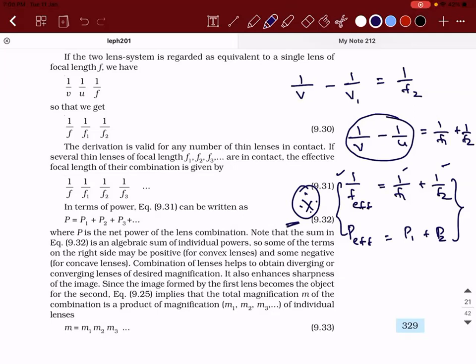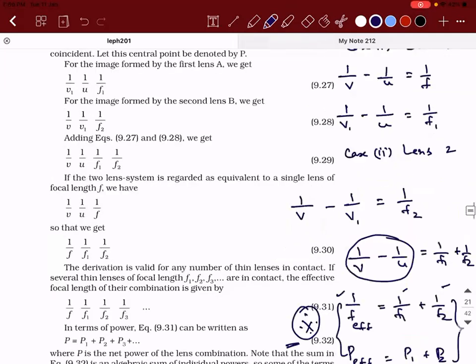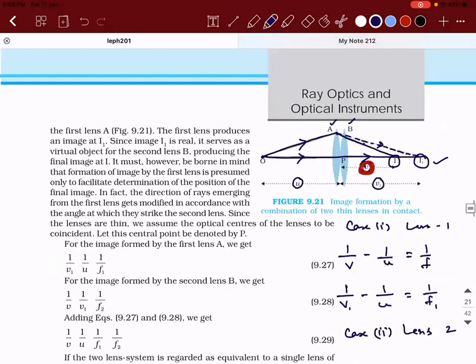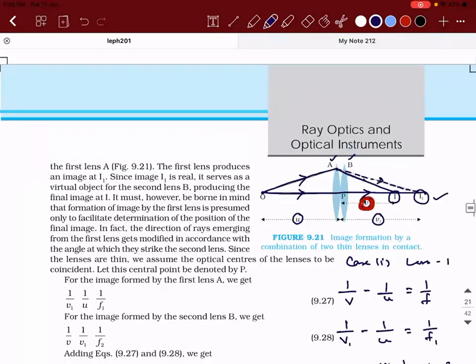Done. Now listen. So what is the magnification produced due to the first lens? M1 will be equal to V1 divided by U, and M2 will be equal to V divided by V1. Then the effective magnification will be equal to V divided by U. Why? Final image divided by the initial position.